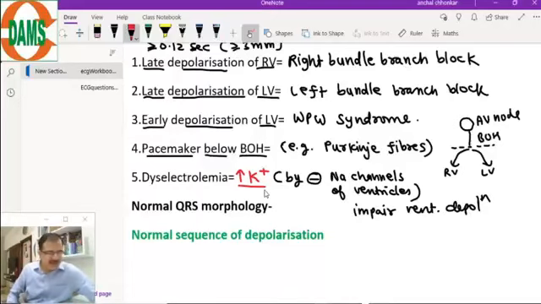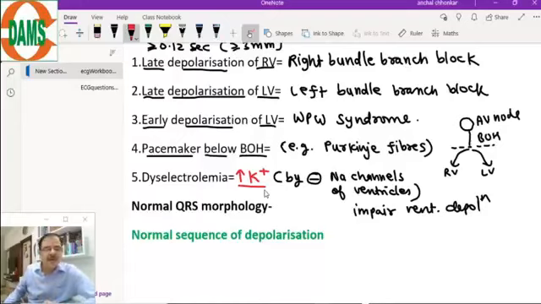Will there be a delta wave in cases of a pacemaker? No, a pacemaker below the bundle of His will not cause the delta wave. Delta wave is specific for only WPW syndrome. Now, these were the questions on the width of the QRS complex.